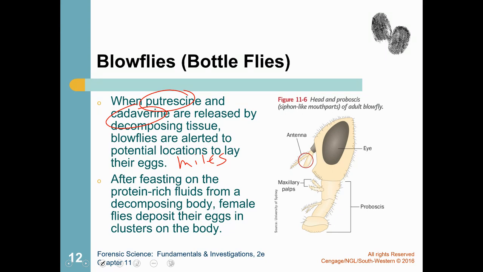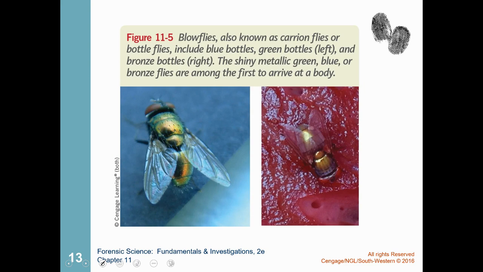After feasting on those protein-rich fluids from the decomposing body, the female flies deposit their eggs in clusters on the body. Blowflies are known as carrion flies. Carrion usually refers to a body. So if you see a squirrel, a roadkill squirrel would be carrion. We have our bottle flies, blue bottle and green bottle flies. These are two distinctive kinds of flies, and you've probably seen similar looking flies flying around.